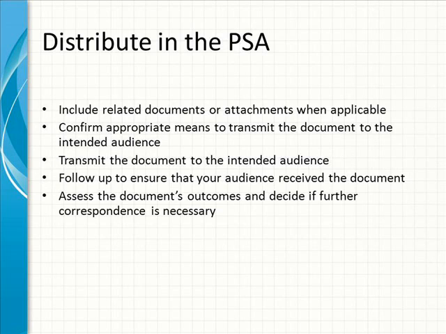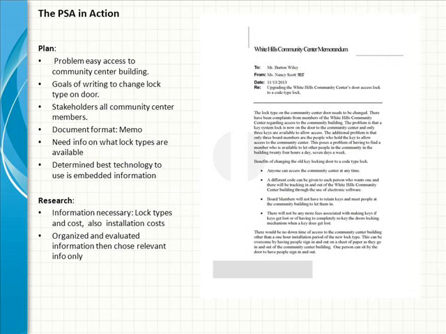Finally, we have reached the distribute step, the fifth and final step of the PSA. Here you can reconsider the way you intend to distribute the document to the audience. Include, either through embedding links or attachment, any ancillary information you might need to support the document. After the document is sent to the intended audience, follow up to make sure everyone who was supposed to get the document did get it. Did the document do its job? If not, then consider sending more correspondence.